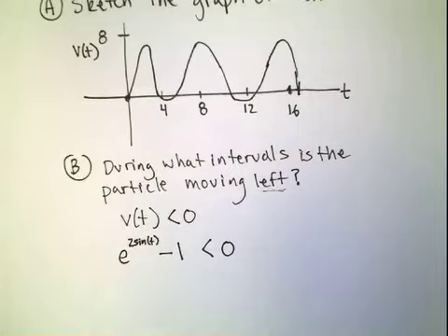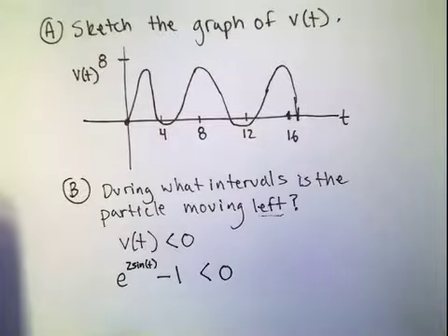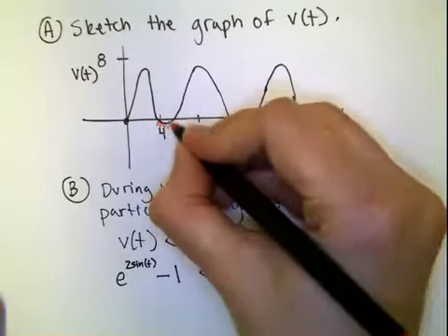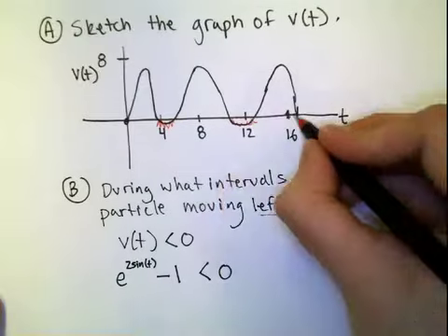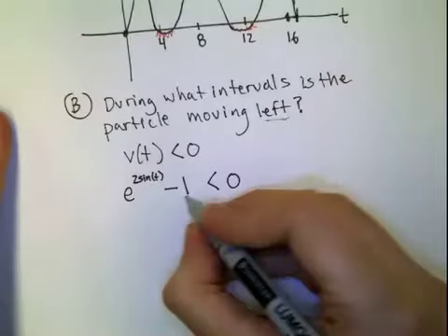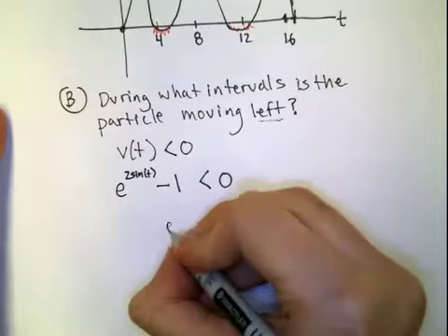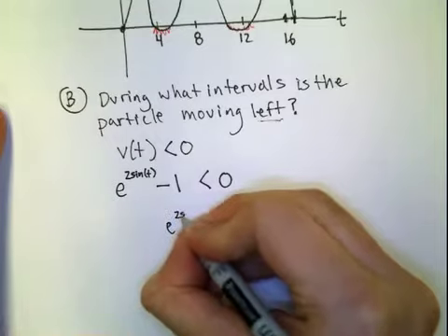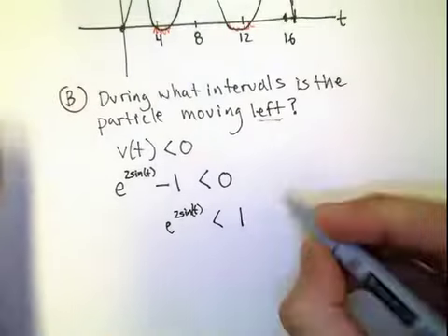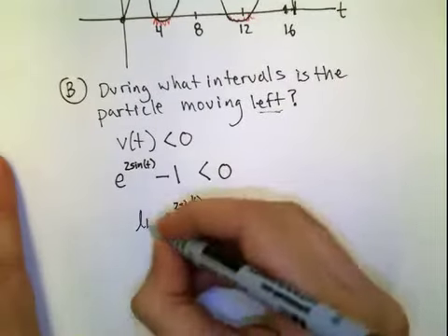I can look at the graph and kind of see when this happens. If I look at the graph, velocity is less than 0 down here, and down here, and stops right there. So I see my intervals. I see kind of where it's happening. I need to actually solve and get an answer for this, though, and make sure I'm right. So here's what I'm going to do to solve. I'm going to add 1 to the other side. e to the 2 sine of t is less than 1. And then to get rid of an e, I'll natural log it.